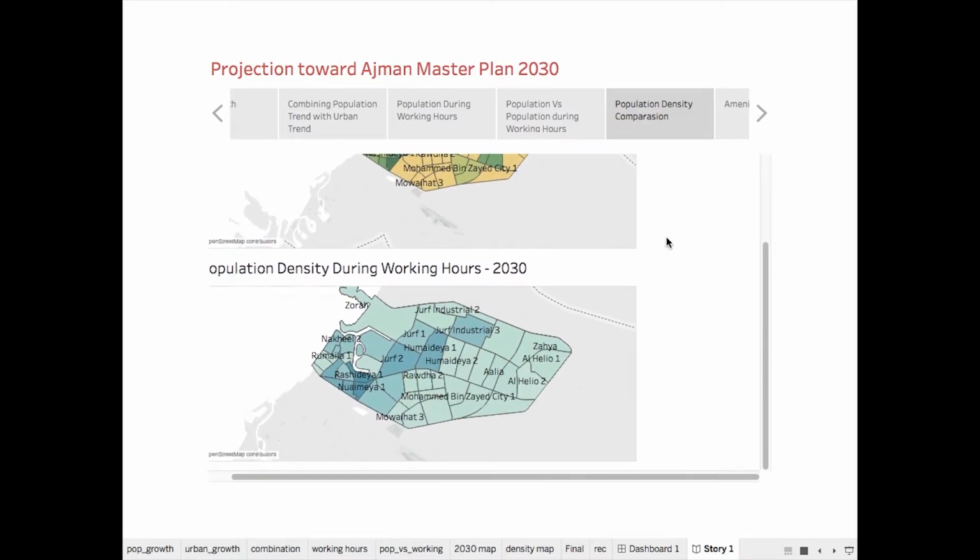Okay. So mainly these areas like Naimiya 1, Rashidiyya 1, Jurf 2, and the industrial area of Jurf 3 are going to have more people in the morning time than the regular population.